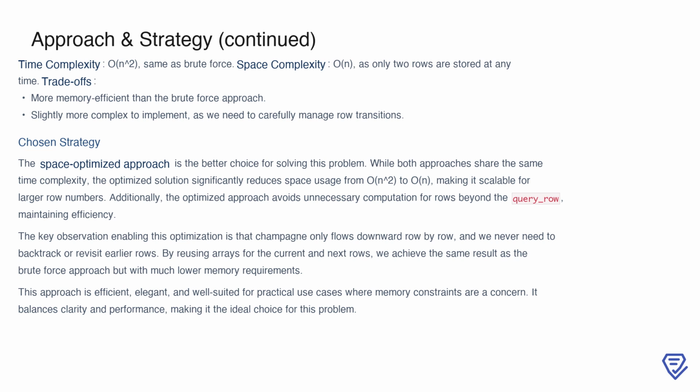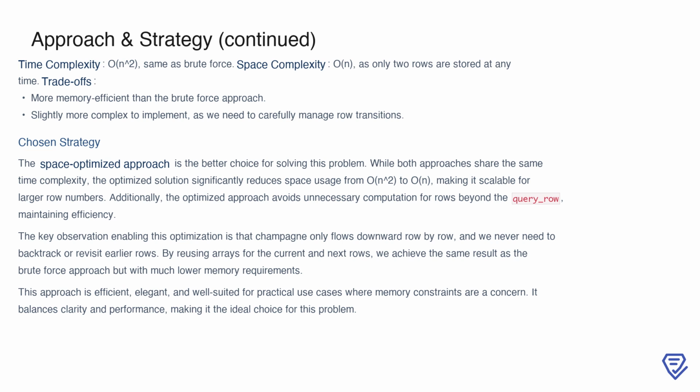Both the brute force and optimized approaches share the same time complexity of O(n squared), as we still need to process each glass in the tower up to the target row. However, the space complexity is significantly reduced in the optimized approach, dropping from O(n squared) to O(n), because only 2 rows are stored at any given time.